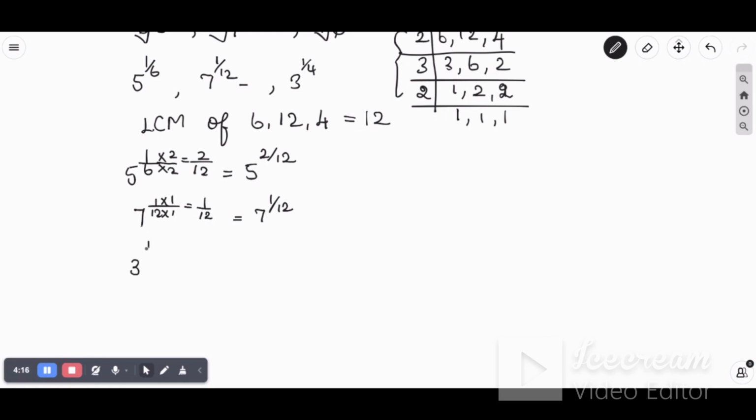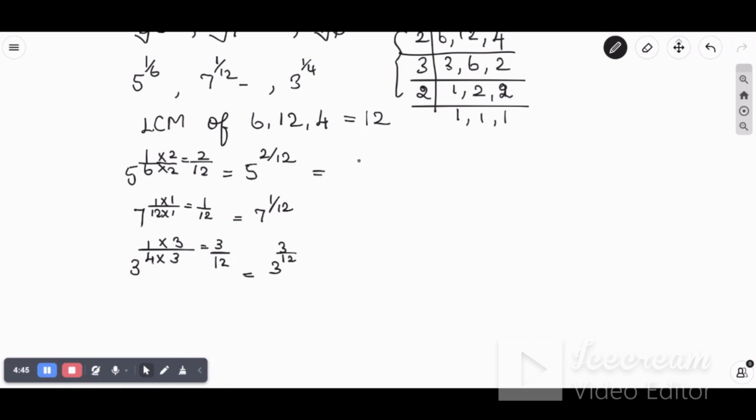And then 3 to the power 1 by 4. So 1 by 4 means 4 you have to multiply by 3 to make it 12. So this will be 3 by 12, and so your answer will be equal to 3 to the power of 3 by 12. So have you got everything in the powers 2, 12 and 12? Yes. So now, you can compare, but anyways, now let us start writing this.